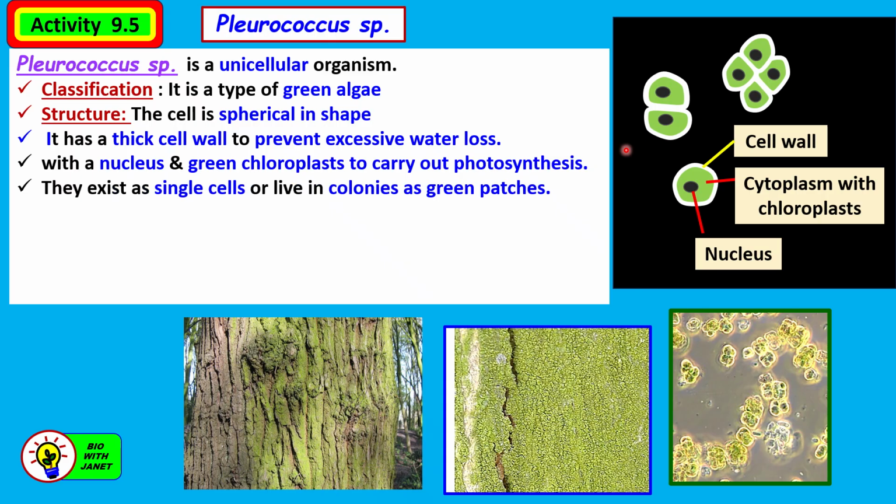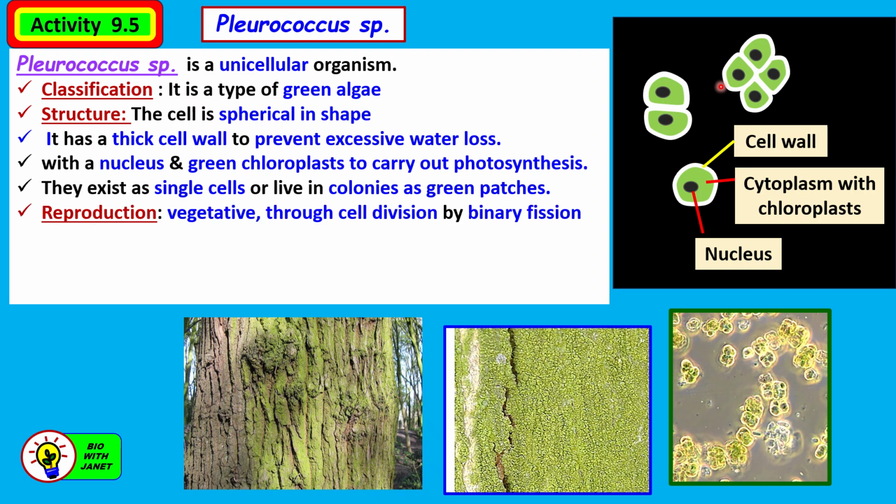They exist as single cells or live in colonies as green patches. Colonies are where a lot of the cells are attached to each other, and then they form green patches on the tree trunks. Reproduction is vegetative, that means it's asexual reproduction, through cell division by binary fission, where one cell divides into two, and two cells into four, and so forth. Something like bacteria, that carries out binary fission.